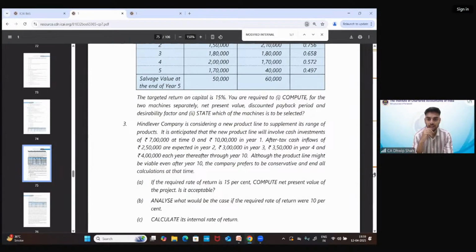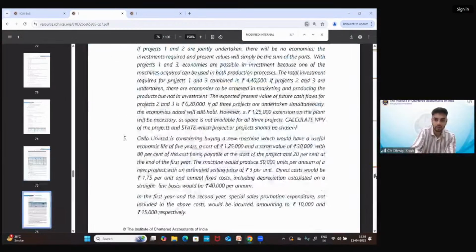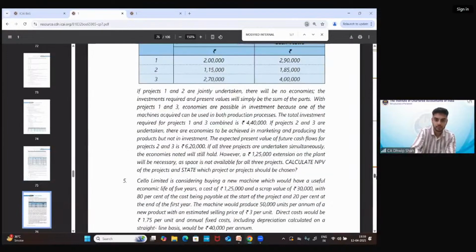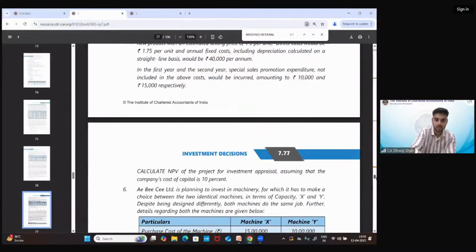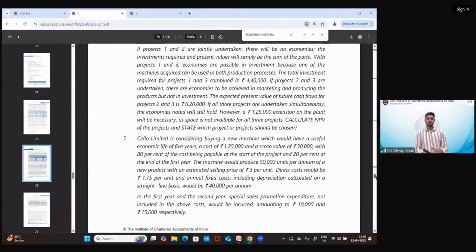Problem number 3. Let me try to take some problem which covers multiple points. Okay, let's take problem number 5. Cello Limited is considering buying a new machine, which would have useful life of 5 years and machine cost 1,25,000. Scrap value, which is salvage value at the end of 5th year, 30,000.